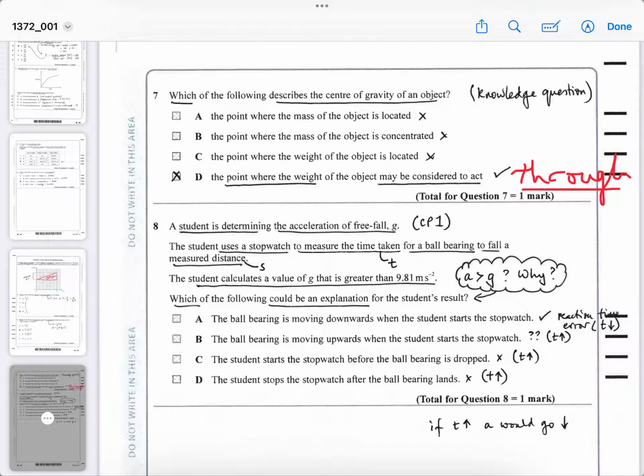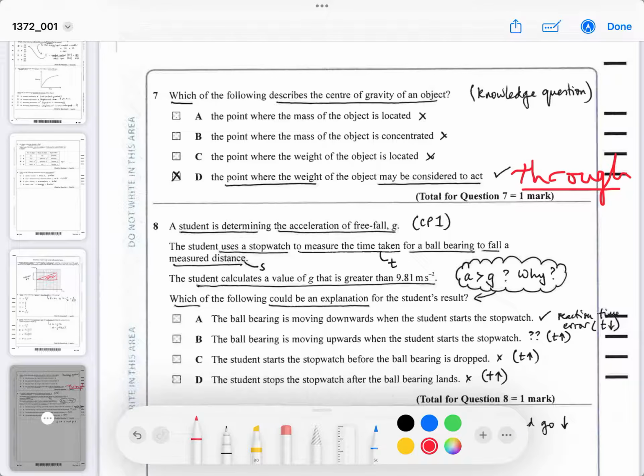And D, the student stops the stopwatch after the ball bearing lands. So again, he overestimates the time, and if he uses that in the equation, the denominator increases, acceleration will decrease. So the only way to get a higher than expected acceleration, the explanation should be A. Okay, so we want to put A in our multiple choice answer, which I've forgotten to put.